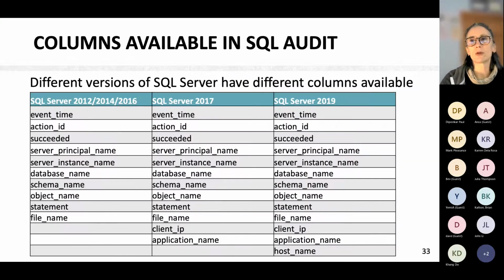But before we do that, we're going to go through the columns that are available to you in the audit. These are what I find to be the most useful. There are way more. You'll see in the demo, I'll do a select star from the function. You can see all of them. Like I said, this is what I find most useful. It was really helpful in 2017 when they added client IP and application name, and then 2019 has the host name as well. Thing is, before 2017, you're kind of in the dark where it's coming from.